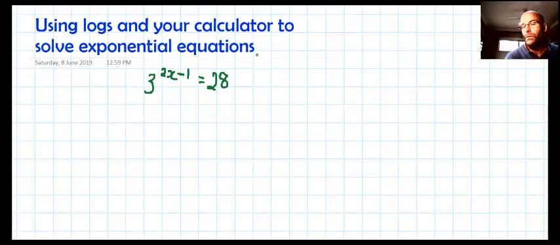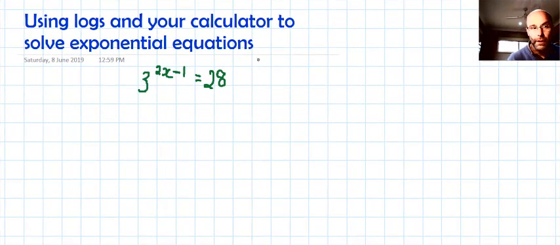We're learning how to use logarithms and the calculator to help us solve exponential equations as another method to the ones we've already learned. So you might also want to look at the video on equating indices for solving exponential equations. So we've got here 3 to the 2x minus 1 equals 28. So that is an exponential equation, and to solve it, we can use logs.